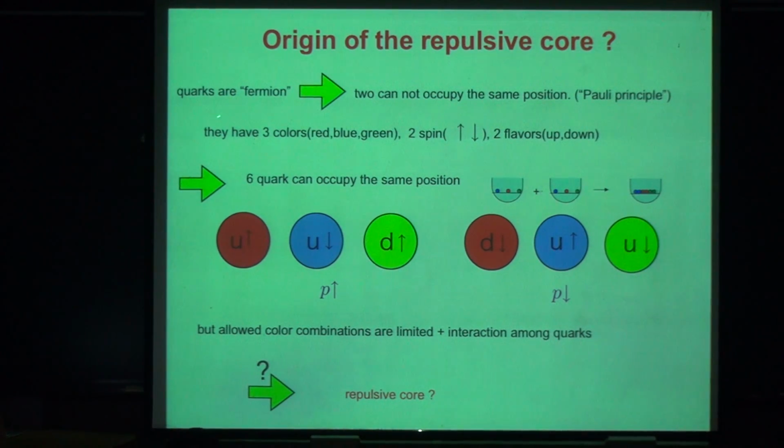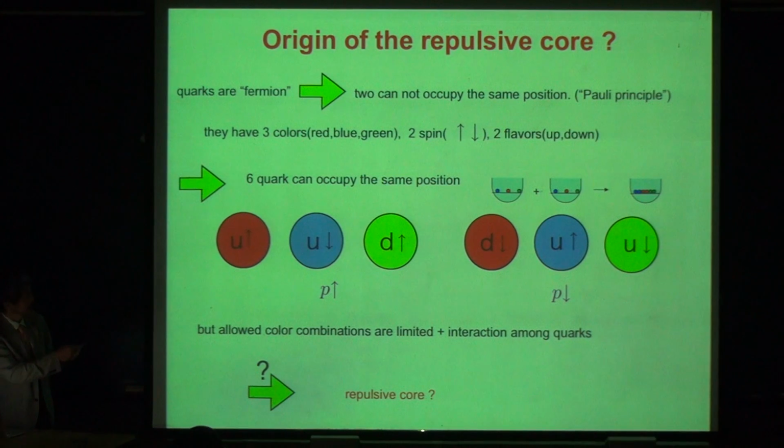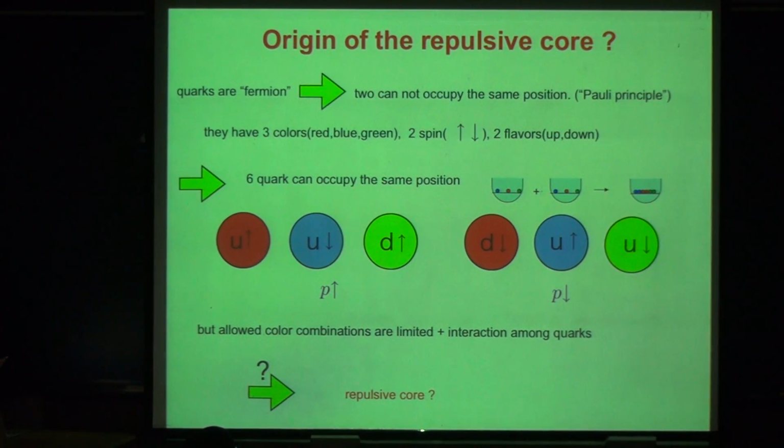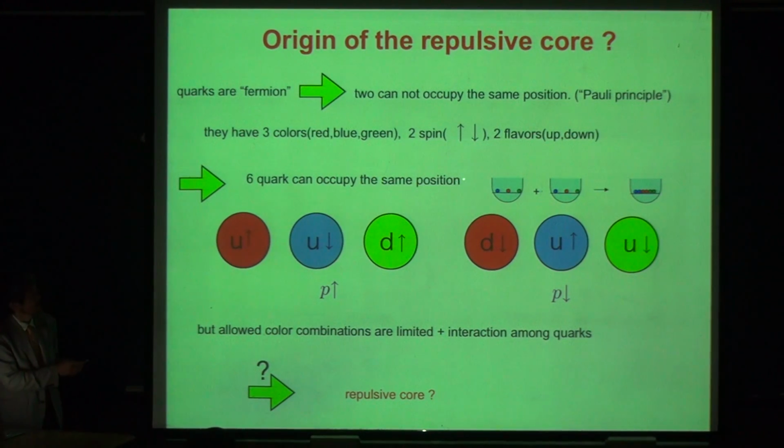So, since quarks are fermions, 2 quarks cannot occupy the same position. This is the famous Pauli principle. But a quark has color, 3 colors, and also spins, up and down spins, and also flavors, up and down flavors, not spin and flavor. Therefore, in principle, 6 quarks can occupy the same position.